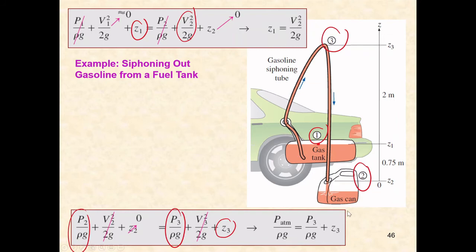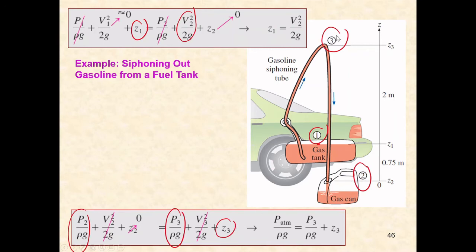Now if we compare point 2 with point 3, we write the Bernoulli equation for point 2 compared with the Bernoulli equation at point 3. In this case, the velocities V3 and V2 are the same. The velocity of flow inside the pipe and the velocity exiting the pipe is the same. So V2 and V3 cancel out, and if we use Z2 as a reference point, Z2 becomes 0. Then we are only left with Z3.